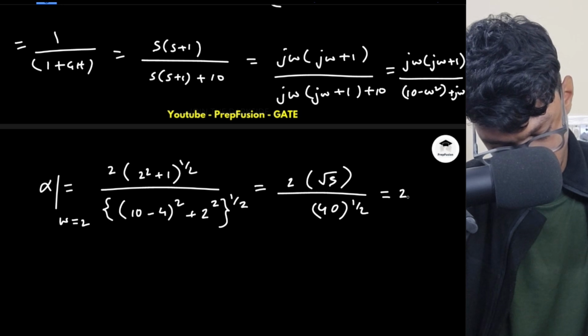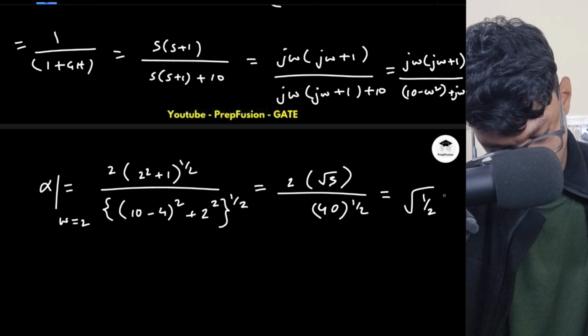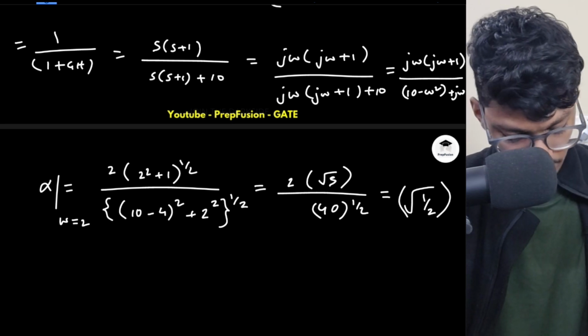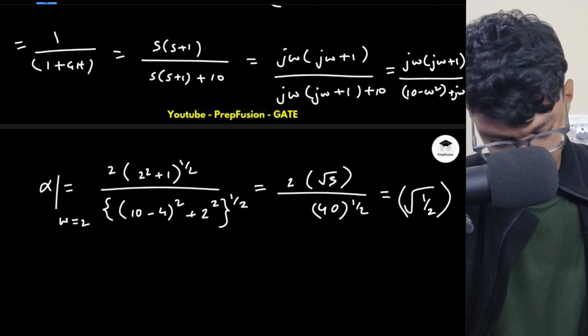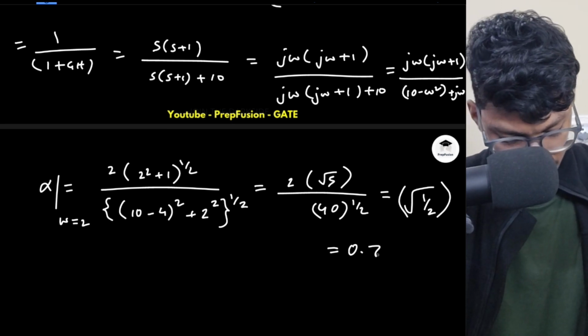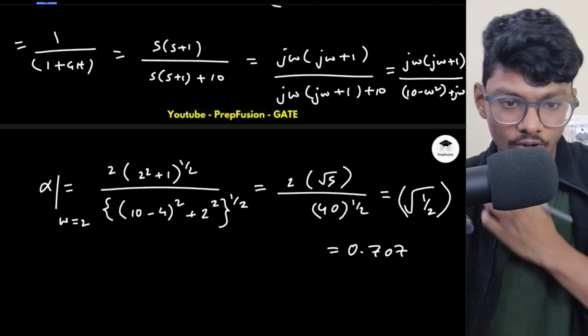So ultimately what this comes out to be is 2 under root 10. So this comes out to be under root 1 by 2. Okay, this is what this comes out, right? Yes, 4 into 10, under root 1 by 2. This is all ultimately 5 there, so it is 5 here. Under root 1 by 2 is 0.707. Okay, so you got your alpha.